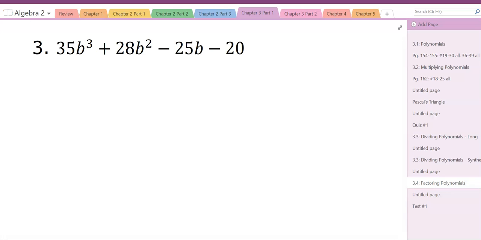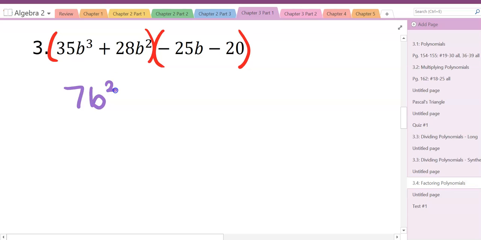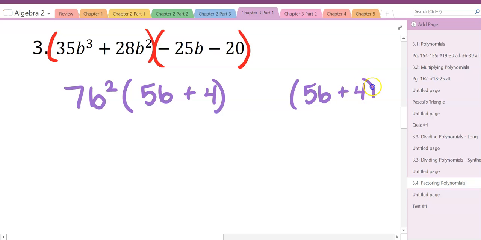Okay, so we group the first two terms, 35b to the third, 28b squared. Then I would take negative 25b and the negative 20 and group those into the second set. What did you guys take out of the first set? Good, 7b squared, so what was left? Good, 5b plus 4. So I want 5b plus 4 to show up again. What number did you have to take out?